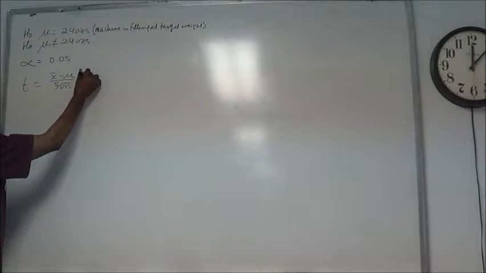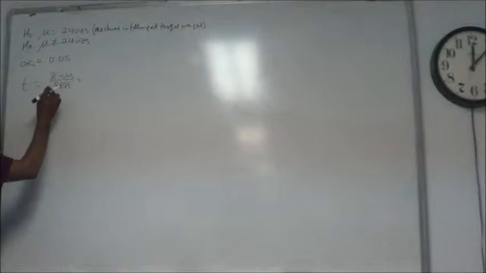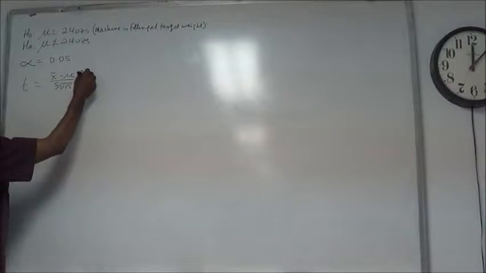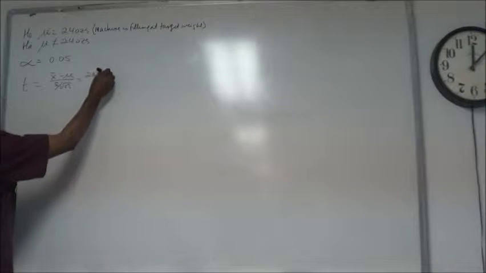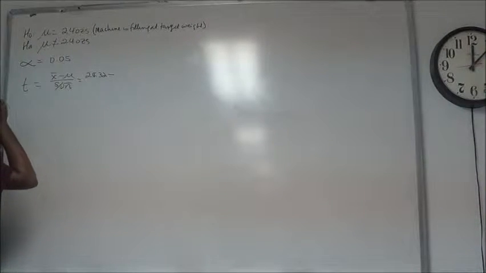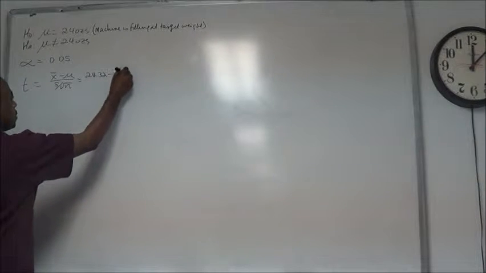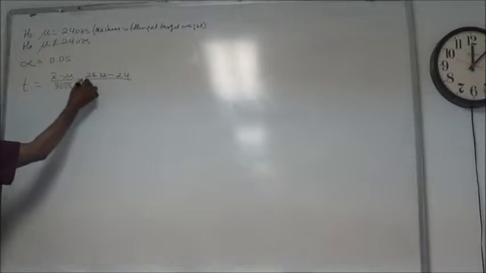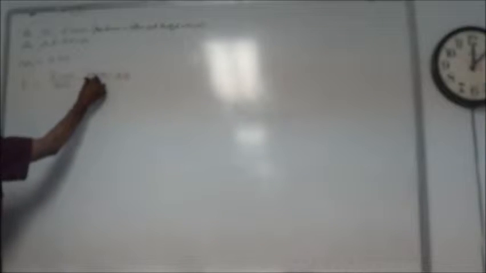The average is 12.22. What is the average for the sample? What is X bar? 24.32. What is the mean? The population mean expected to be? 24. And the standard deviation? 0.7.